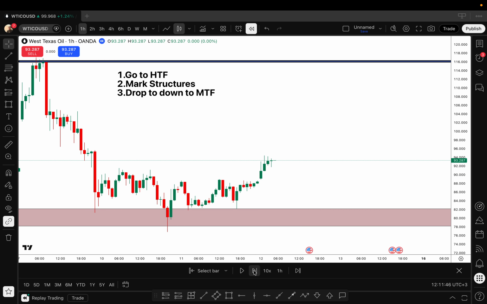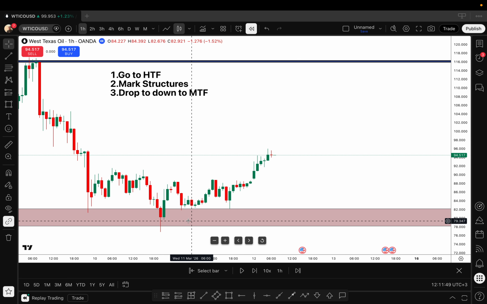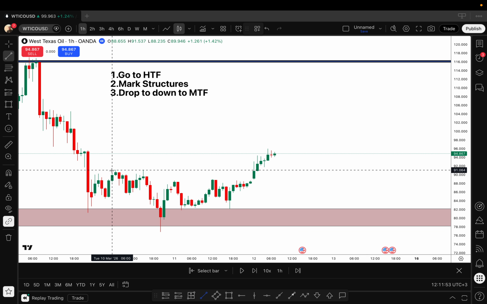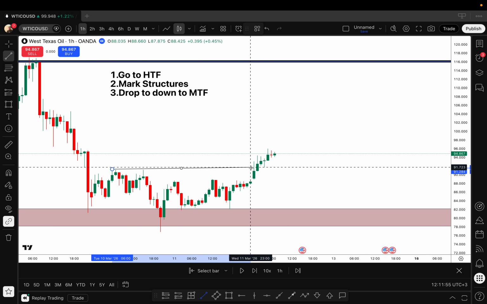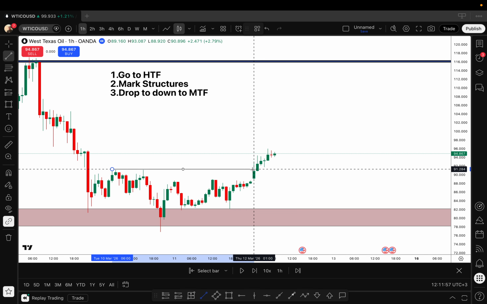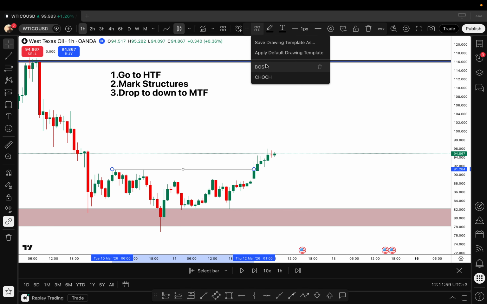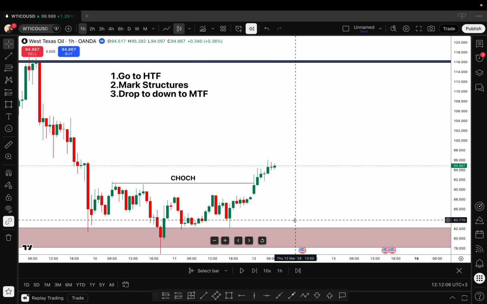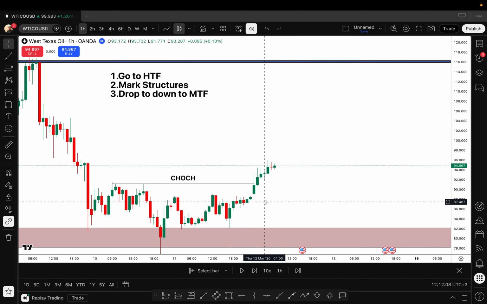So I play price forward and boom, we break to the upside. I think you can see this is a clear change of character. So I'm just going to mark it such that you can see it clearly. So this is a clear change of character. Good. Now that we have gotten a clear change of character, we are now having a clear fancy of going for this trade. So we are looking for break of structure, then we shall be good to go.